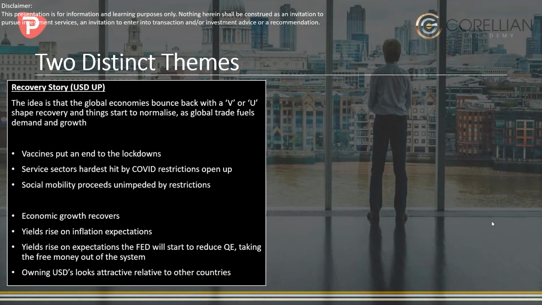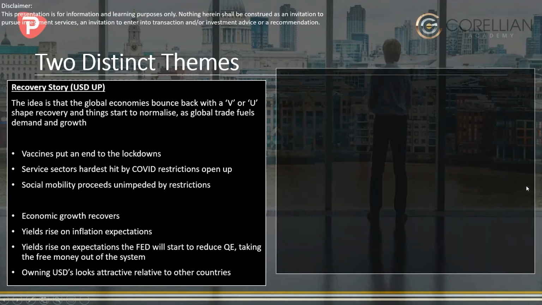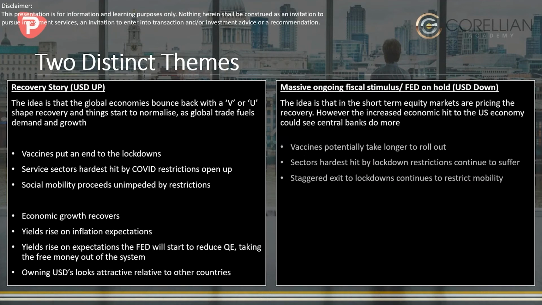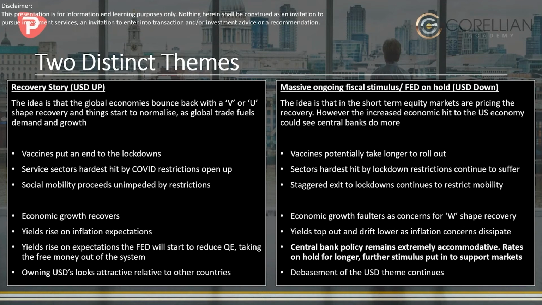Welcome everybody. So I think we've got quite an interesting market in front of us at the moment, and right now there's a couple of distinct themes. One is the recovery story, which could see the dollar move up. Some of the ideas behind that we've put here on the left hand side. The idea is that global economies bounce back with some form of shaped recovery, and within that we'd have vaccines putting an end to the lockdowns, service sectors that have been hardest hit recovering, social mobility starting to improve, and consumers starting to spend, so economic growth recovers. Inflation starts to show a little bit, so yields rise, and that gives us an idea that we might see the dollar, if the US is one of the first to recover, do fairly well in that scenario.